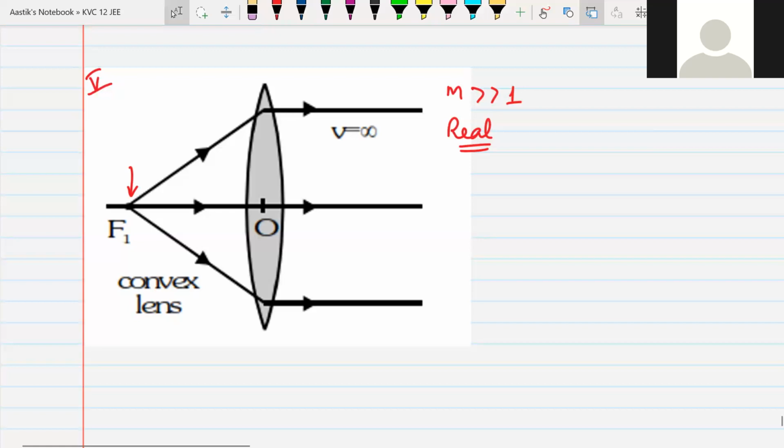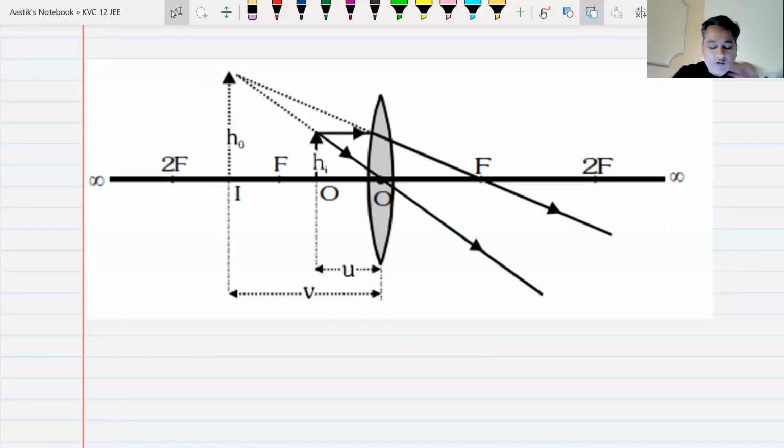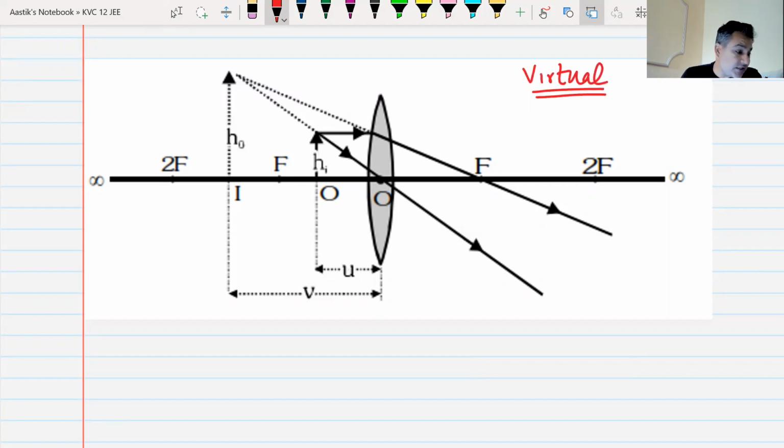What is the last case? Case number 6: between focus and optical center. Where is the image going to be formed? Virtual image, sir. Okay, this is how it happens. This is the only case in which you find the image to be virtual. Do we understand this? Image is virtual in this case, and it is enlarged.